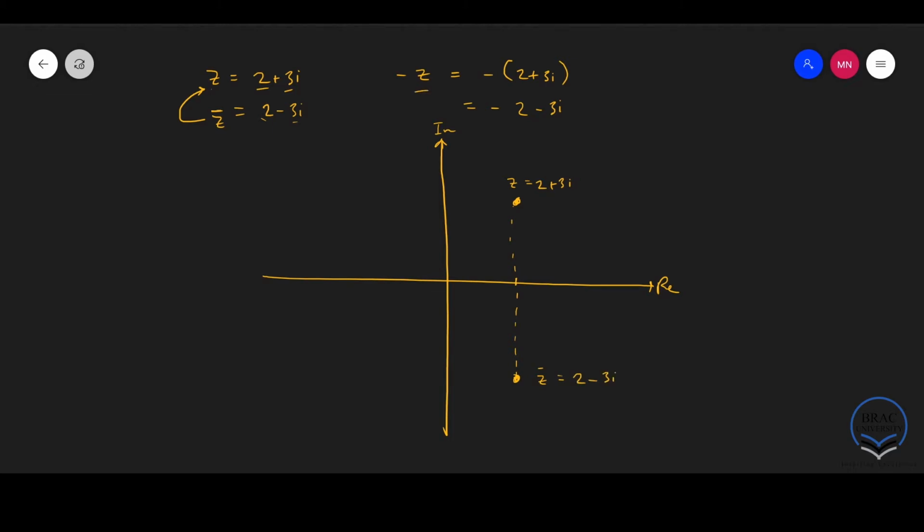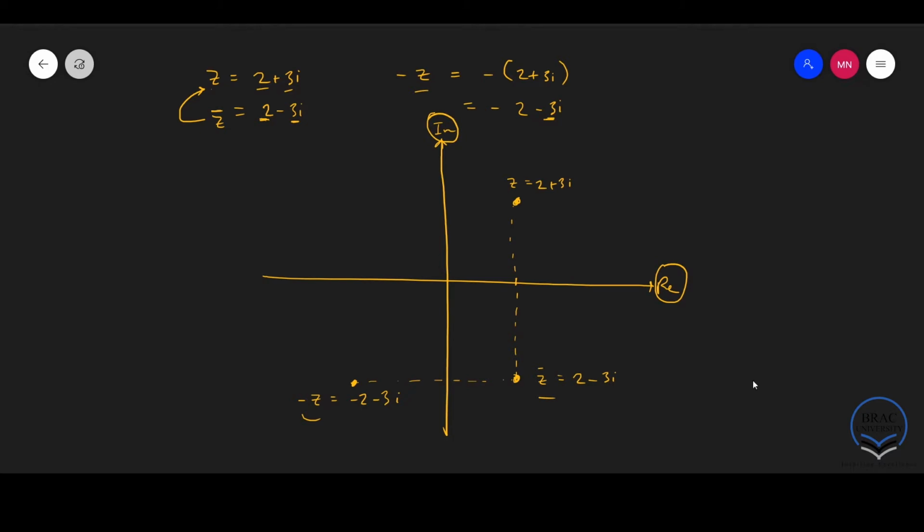And for minus z, we can see that we have the same imaginary part as z bar, but opposite real parts. So minus z will be along this horizontal line, somewhere here. Let's say this is minus z, which is minus 2 minus 3i. Right? So now we can clearly see that since z and z bar have the same real part but opposite imaginary parts, z and z bar are just reflections of each other over my real axis. And similarly, z bar and minus z have the same imaginary part but opposite real parts. So these two points, z bar and minus z, are reflections of each other over my imaginary axis. Right?